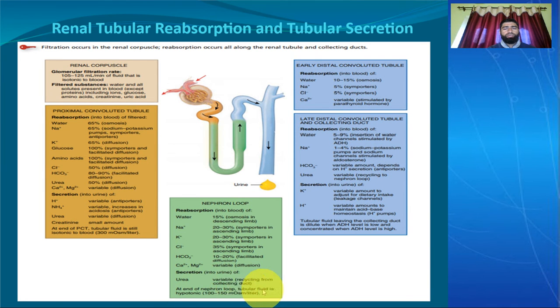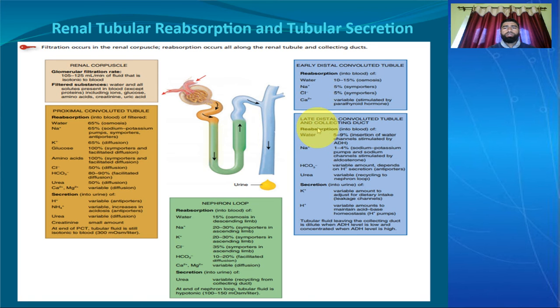At the end of the nephron loop, the tubular fluid is hypotonic, that is 100 to 150 milliosmoles per liter. When the fluid ascends up in the ascending limb, it turns hypotonic. Now in the early part of the distal convoluted tubule, that is DCT, reabsorption happens: water 10 to 15% through osmosis, sodium 5%, chlorine 5%, and calcium variable. The reabsorption of calcium here is stimulated by parathyroid hormone.